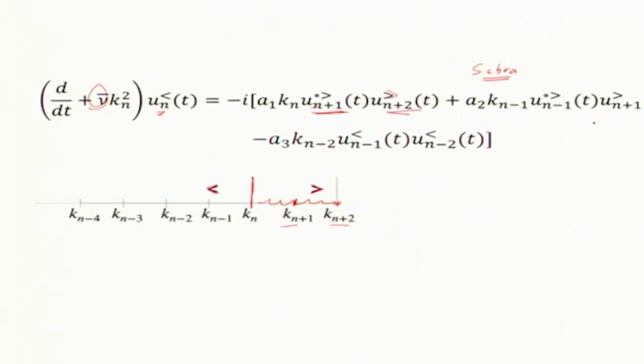Here 1 is greater and 1 is less. This is a typo, this should be less, and this is greater, right? N minus 1 is less, greater, and n minus 1 and n minus 2 both are less. So, we do this coarse graining.